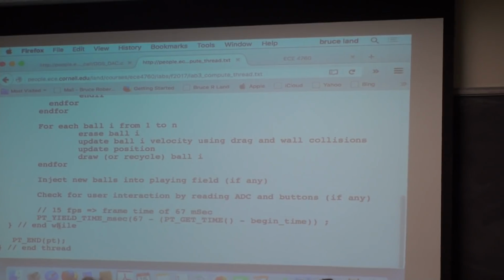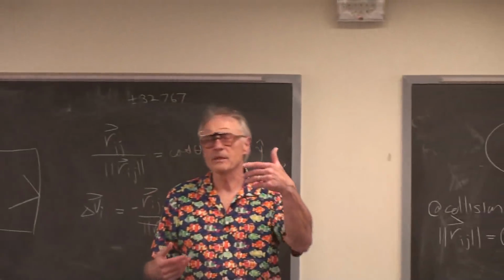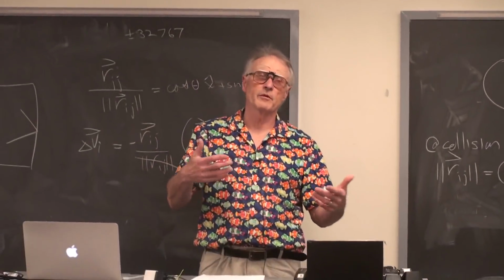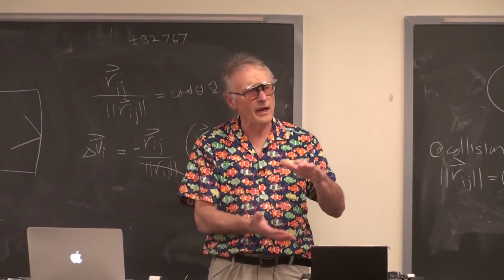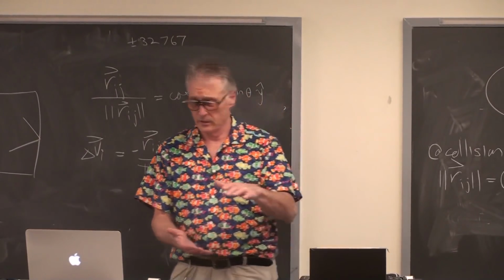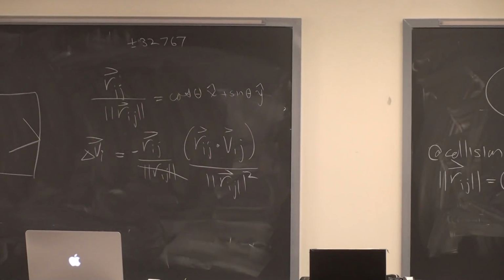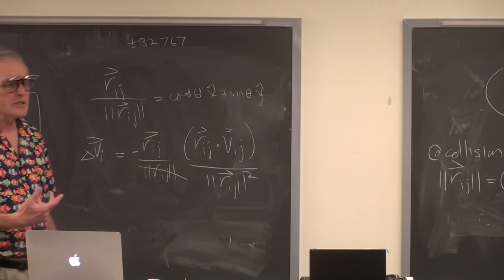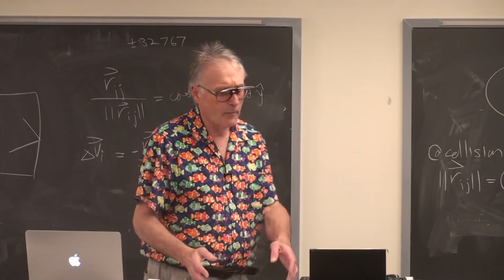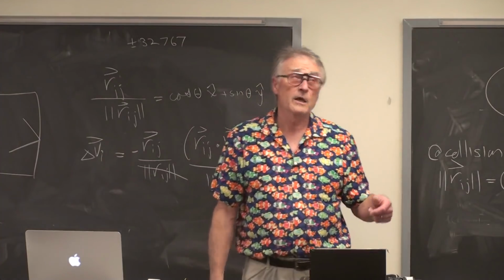So you're going to do the dynamics. The dynamics is going to take a longer or shorter amount of time depending on how many balls you're actually calculating. And this yield construct will allow you to keep a constant frame rate of about 15 frames a second.